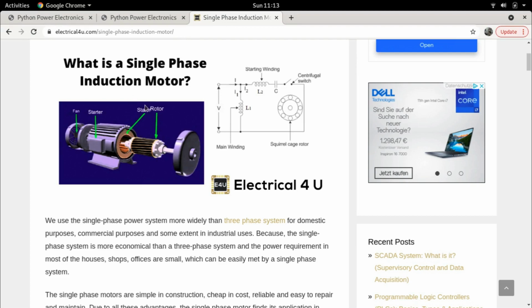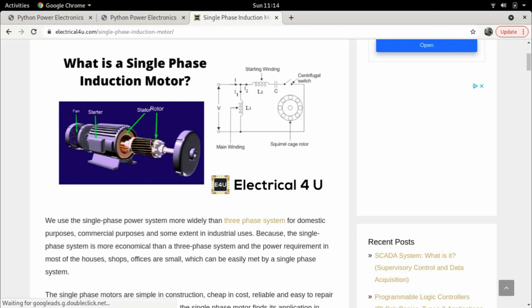So let me go over to this diagram which shows the construction of an induction motor, and I have gone through this several times in the past few lectures. If you want to know about this, please refer to the previous lecture. We are now going to create a dynamical model for this entire motor. So let's start writing dynamical equations.